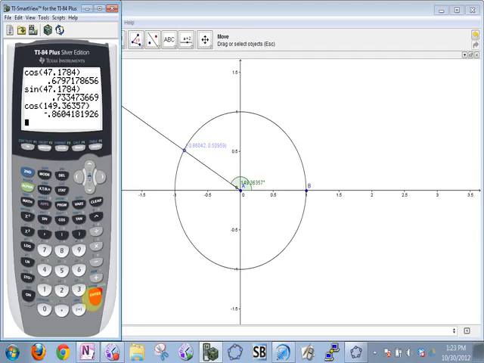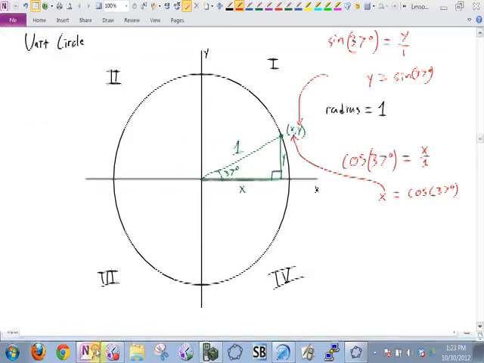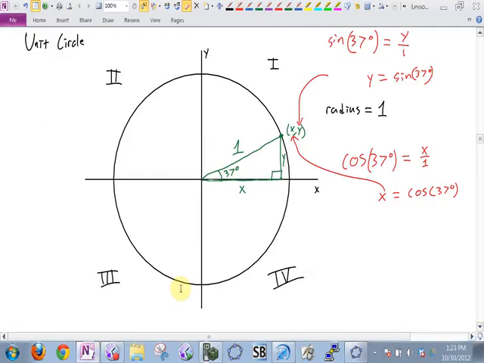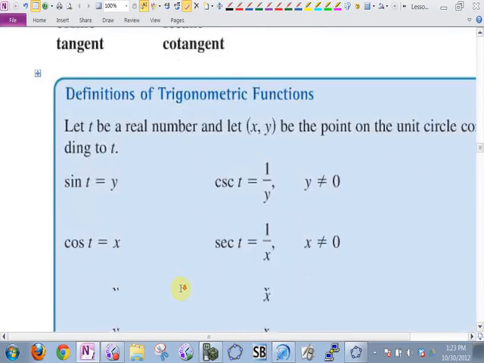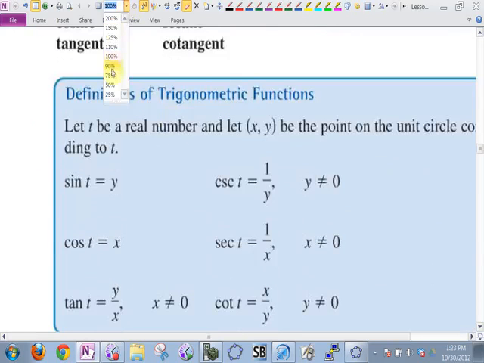Okay, so now what we got to do is memorize this for like 17 different angles. That's great. All before Friday. Yay! Okay. Here's the book's little summary thing.